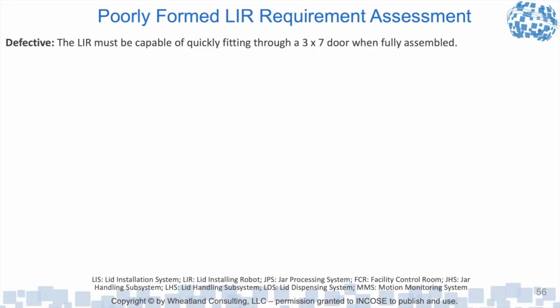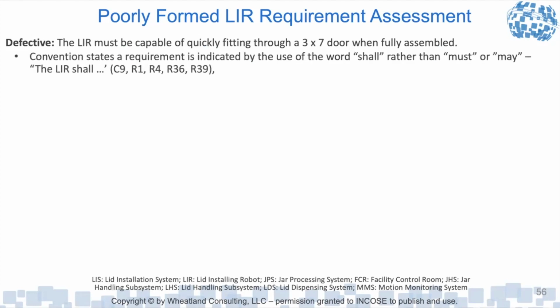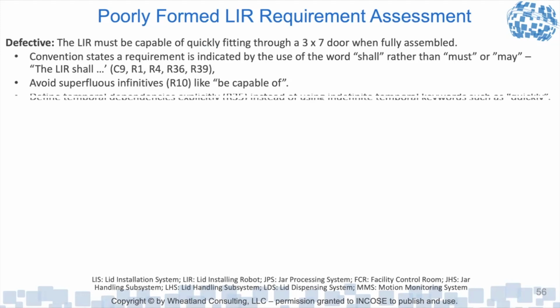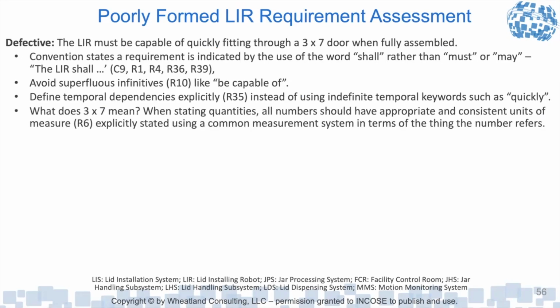The LIR must be capable of quickly fitting through a 3x7 door when fully assembled. So a convention states requirement is indicated by the use of the word shall rather than must or may. We want the LIR shall. Avoid superfluous infinitives like be capable of. Define temporal dependencies explicitly instead of using indefinite temporal keywords such as quickly. What does 3x7 mean? When stating quantities, all numbers should be appropriate and consistent units of measure explicitly stated using common measurement system in terms of the number it refers to.